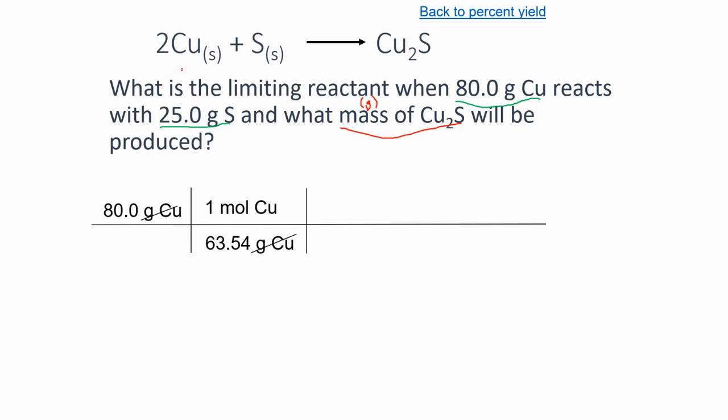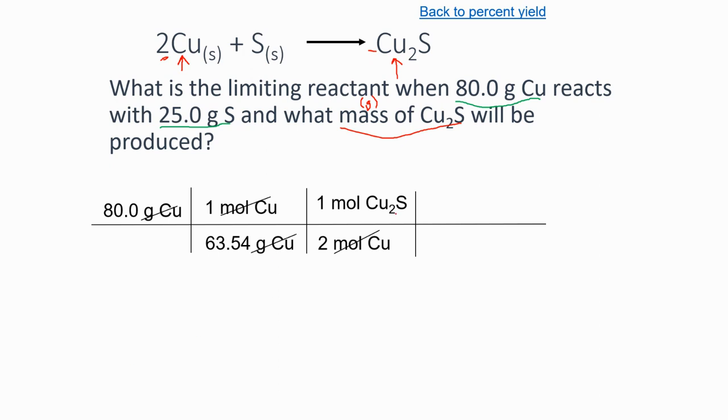So if we go back to our equation, our given substance is copper, our goal substance is copper 1 sulfide. So we see that for every 2 moles of copper, I'm going to create 1 mole of copper 1 sulfide. So plugging that in, we put the 2 moles of copper on the bottom, the 1 mole of copper 1 sulfide on the top. That way my moles of copper cancel.